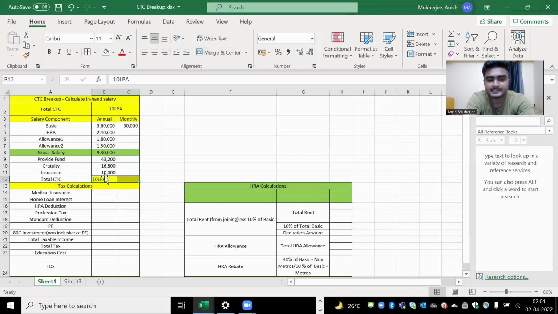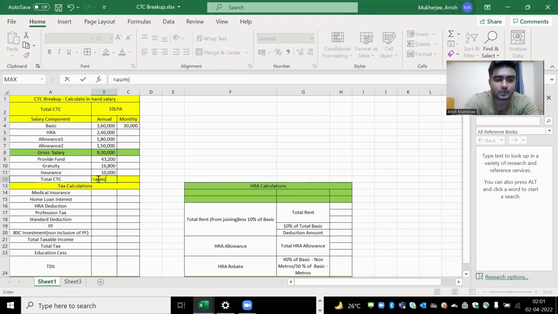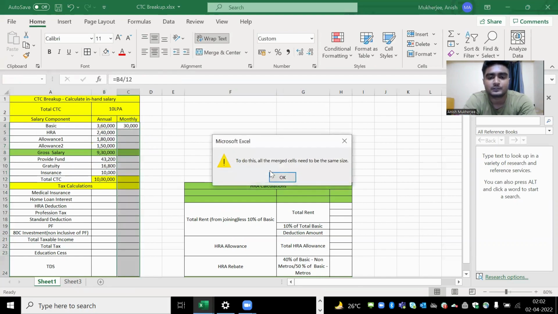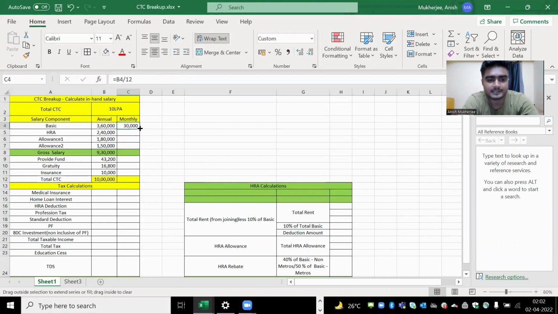that my total CTC, if you just do the summation of my gross salary and these components, will come as your total CTC. Now, when you calculate your monthly enhanced salary, let's see how we will be doing it. What I have done basically is divide these amounts by 12, and you will be getting the monthly salary.